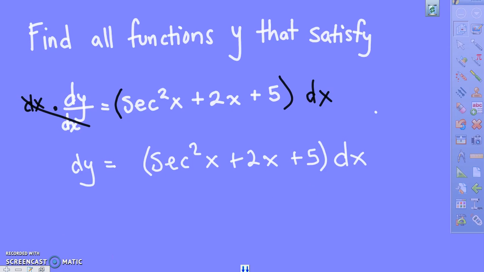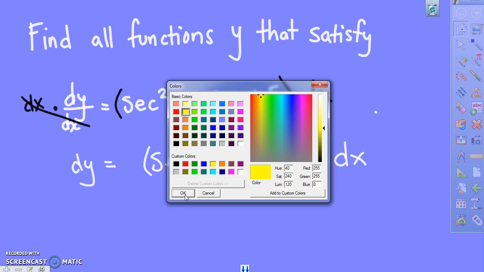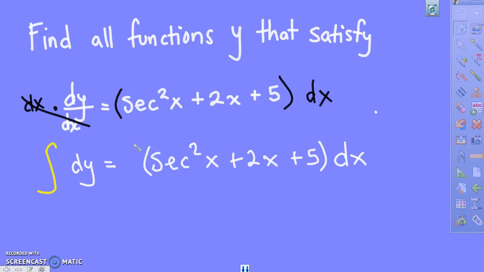And then pretty much what I'm doing is integrating both sides. The left side of my equal sign is with respect to y. So this one's with respect to y. And the right side is with respect to x. Okay? So if we integrate both sides, let's look at the left side. We have a 1 there. That's integrating dy. It's like saying integrating 1 dy. So that's pretty much the integral of 1 with respect to y is just y.